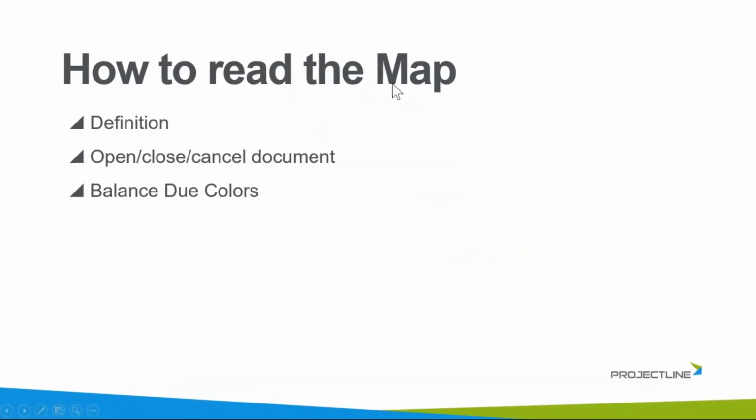Okay, how to read the map is the next topic that I would like to show you. So the definition of the views shows open, closed, canceled documents and balance view colors. That's something that I would like to show you in the relationship map. And I have the sales order and I was asked to find out if the AR invoice was fully paid, and let's find out.